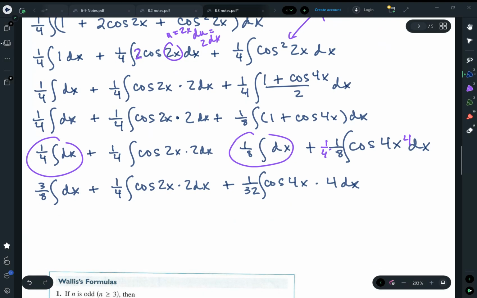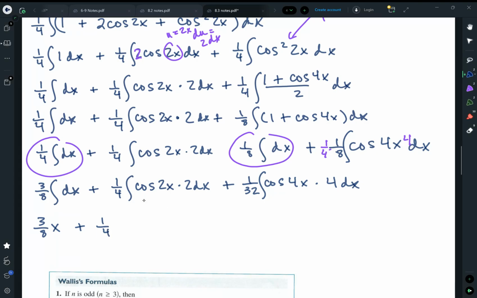So when we integrate 3/8, we just have 3/8 x. When we integrate this middle one, remember when we integrate cosine, it just becomes sine, right? So this is going to be 1/4, and this is like cosine u and then du. So it's just going to be sine 2x. So that's good to go, and then plus 1/32 of sine 4x, and then plus c.